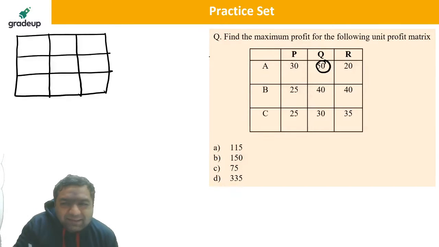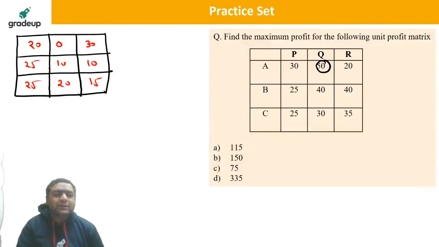Yes, that's why I said in the paper that these kinds of mistakes are very common, and you will be getting not only 0 but negative marks for this. So the new matrix will have 20 here and then 0 here, 30 here, 25 here, 10 here, 10 here, 25 here, 20 here and 15 here. Now this is the new matrix.